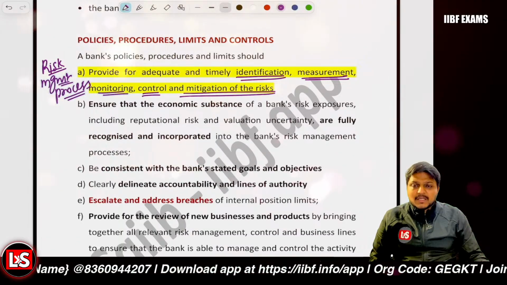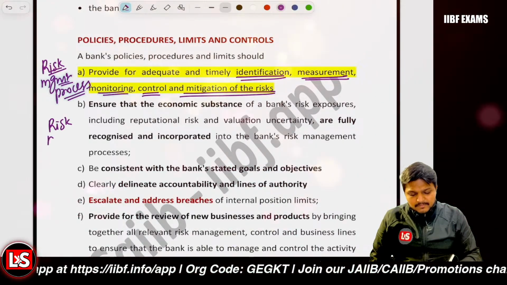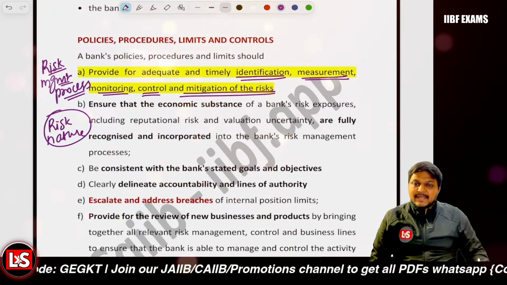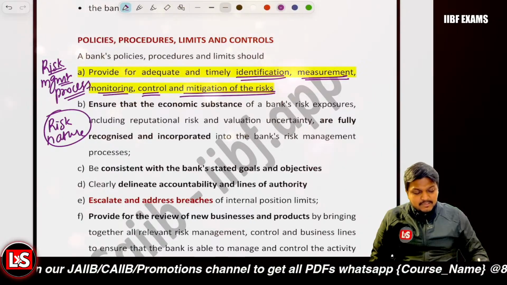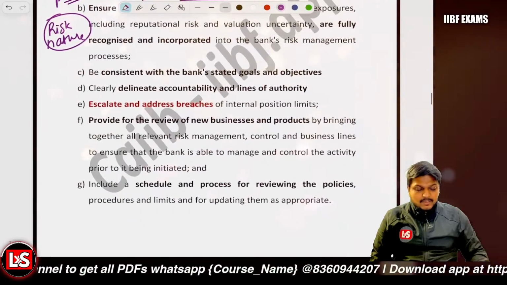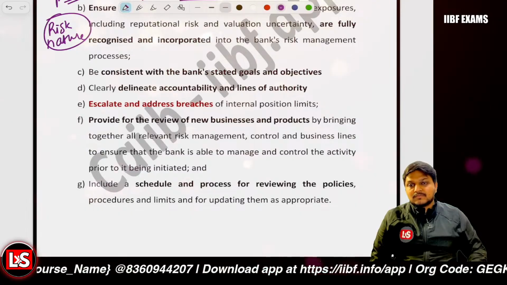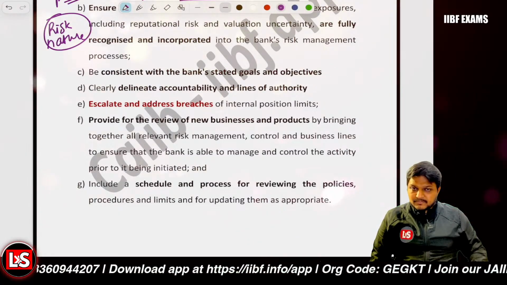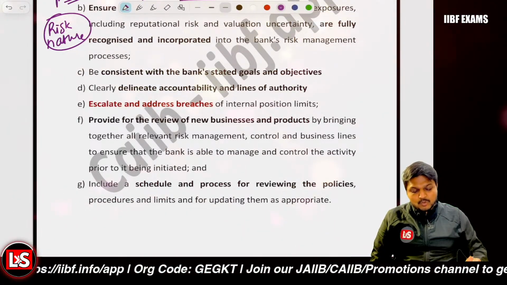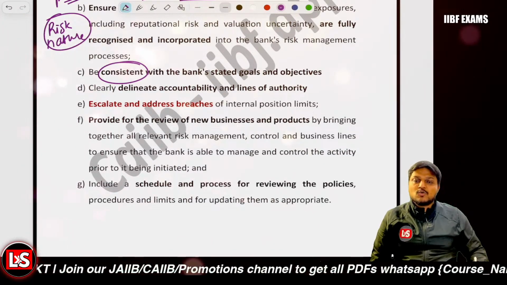And also we should be recognizing the risk nature. Whatsoever the risk nature is there, that should be identified, that should be recognized. Like it's a reputational risk, whatsoever the valuation uncertainty is there, all those things must be looked into. And we should be aligning the overall risk appetite with the business goals. So whatsoever the policies we are having, those should be aligned toward the bank's objective. Those should be consistent with the bank's objective, the strategic goals, the stated goals.